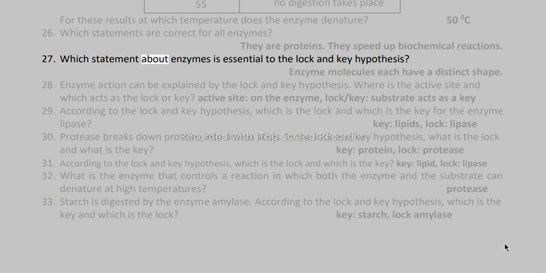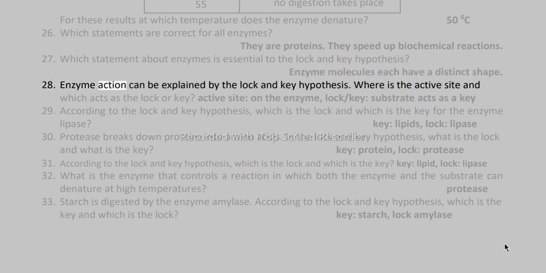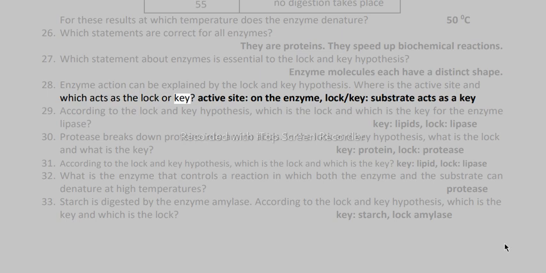27. Which statement about enzymes is essential to the lock and key hypothesis? Enzyme molecules each have a distinct shape. 28. Enzyme action can be explained by the lock and key hypothesis. Where is the active site and which acts as the lock or key? Active site, on the enzyme, lock. Key, substrate acts as a key.